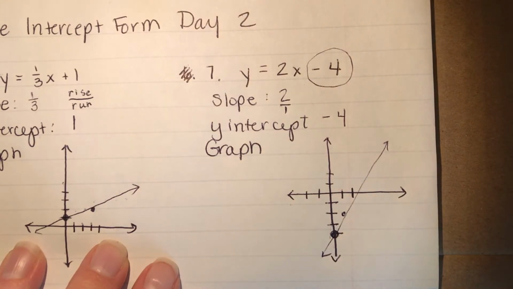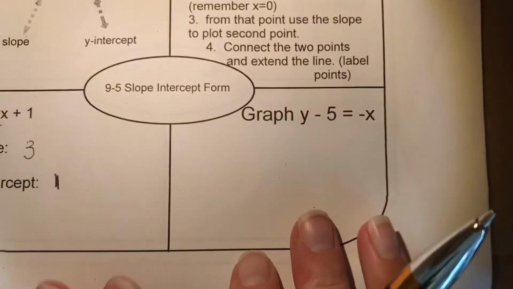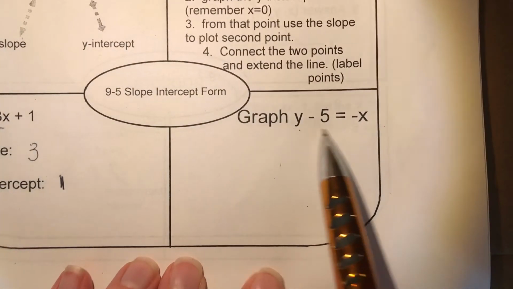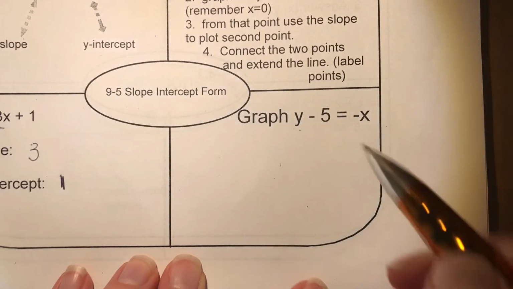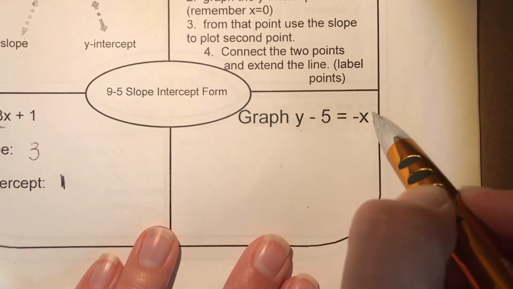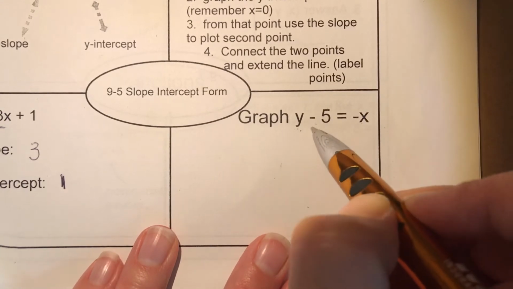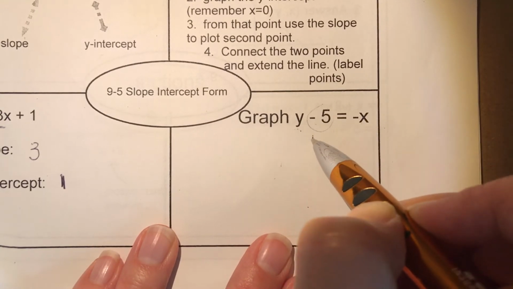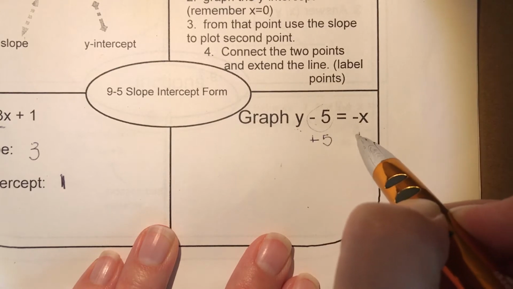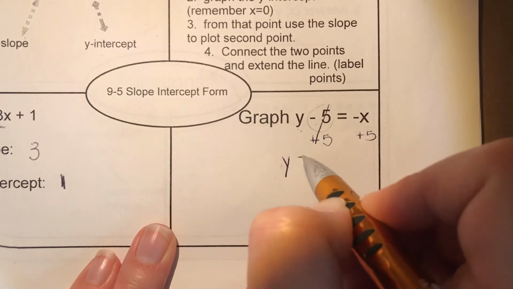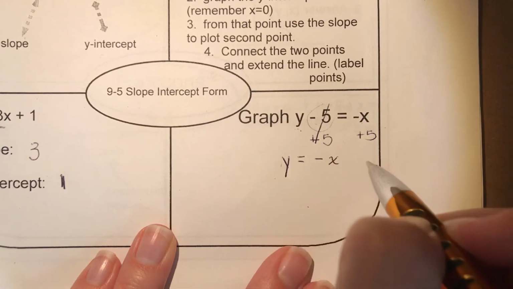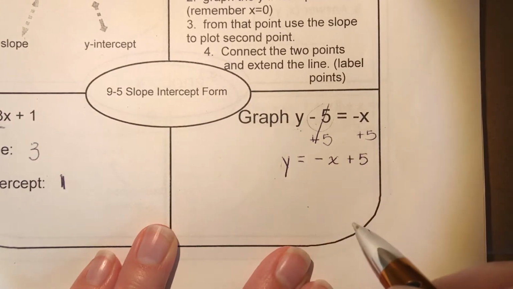All right, now I want to show you one. I'm going to jump back to this in your notes. When I look at this, this is not in slope-intercept form. So I've got to change it. I want y to equal these two. So to get rid of a -5, I'm going to add 5, cancel. So my new problem looks like this. Y equals -x plus 5.